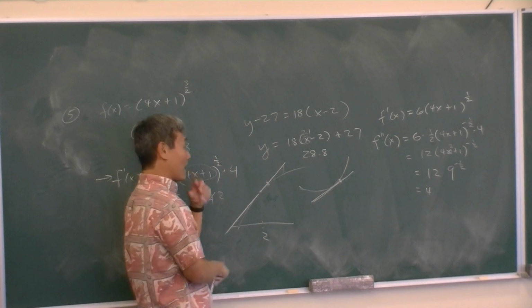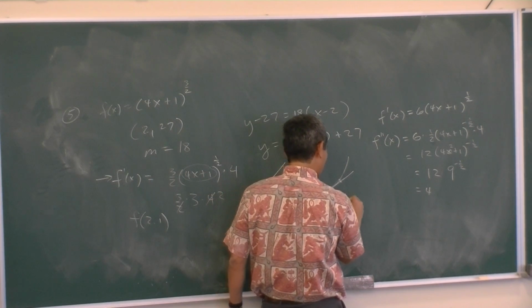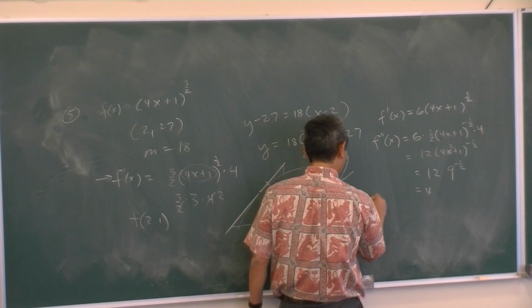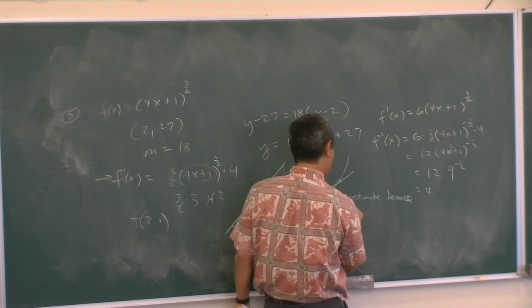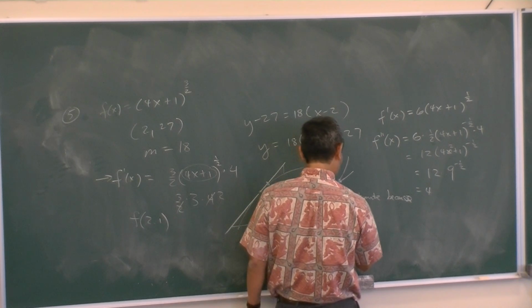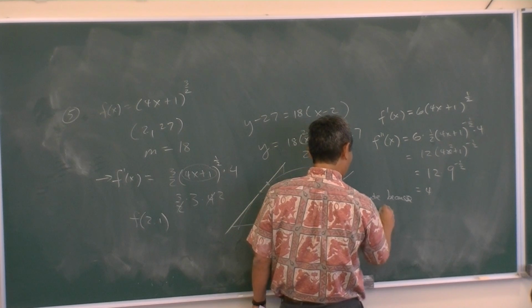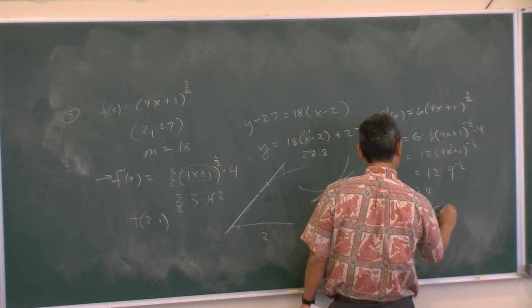Now on the AP exam, when they ask you why, you have to explain in words. So you have to say, this is an underestimate because f double prime of 2, what number did we plug in? 2, is equal to 4, which is positive, which implies f is concave up.